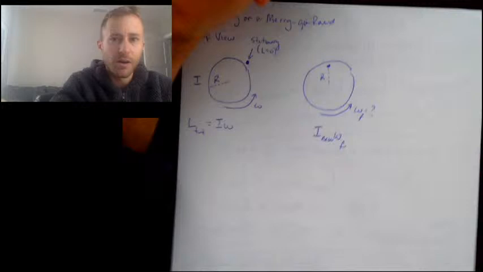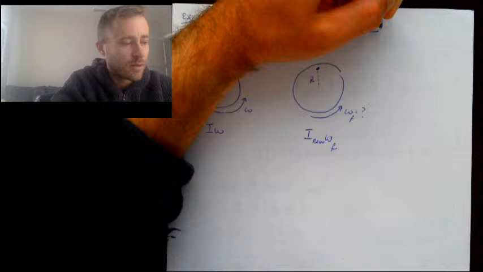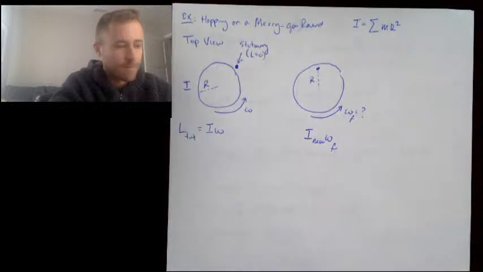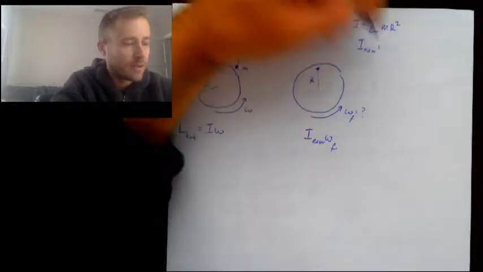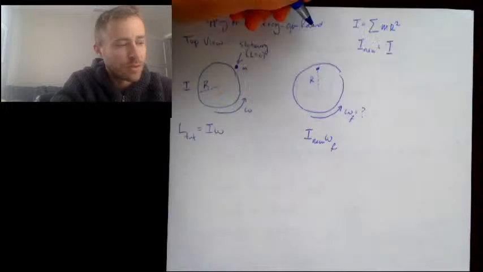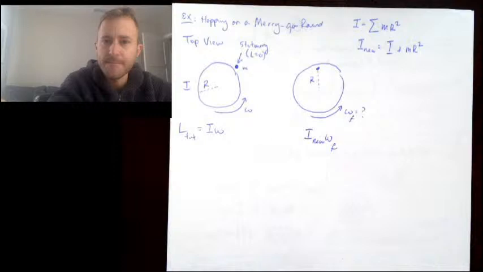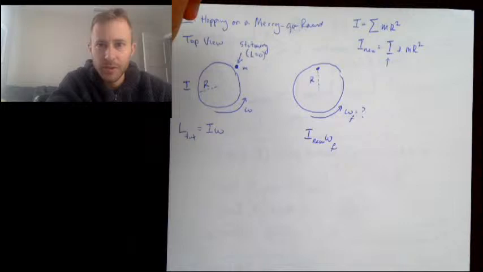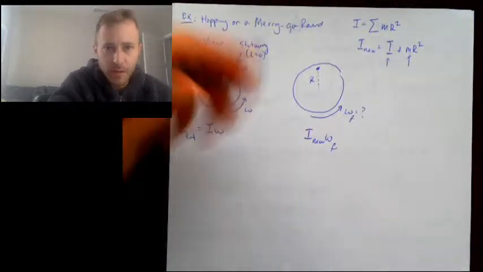Now, you might recall that the formula for inertia is sum over mr squared, okay? And by the way, the person has a mass m. So what that means is that the new inertia is going to be the old inertia of just the merry-go-round plus mr squared. So this is the inertia of the merry-go-round, and this is the inertia of the person who hopped onto the merry-go-round. Okay? So the inertia increases.